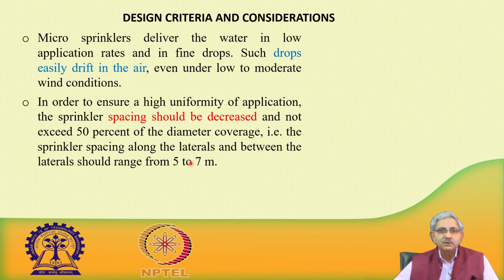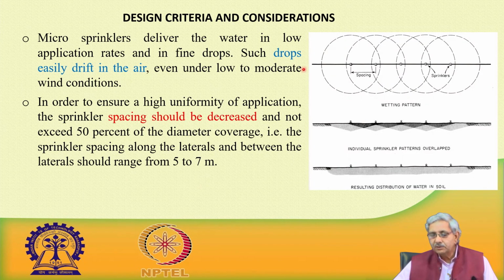Sprinkler spacing along the lateral, as well as between the laterals, is normally given as 5 to 7 meter. This is the sprinkler and this is the wetting circle that has been formed, and then another sprinkler is placed. Here, about 50% overlap is given. So, this keeps on overlapping.